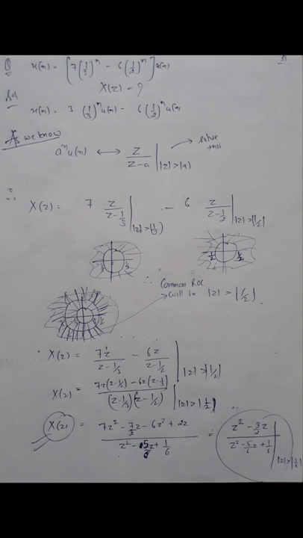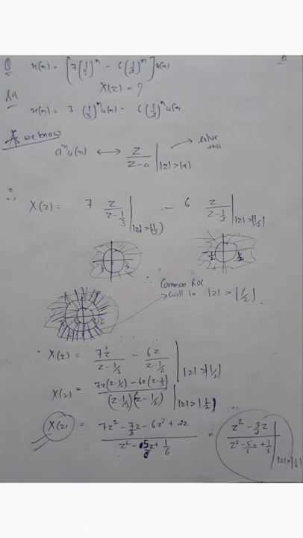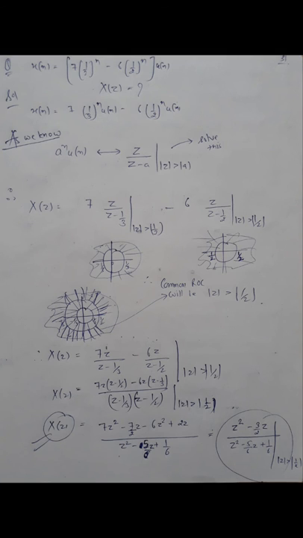Next question, we will go for a random example. x(n) equals 7 into (1/3) raised to power n minus 6 into (1/2) raised to power n, into u(n). Open the bracket, we have to simply find the Z transform. We know that a raised to power n u(n) has Z transform z upon z minus a with mod of z greater than a. Simply put it, so find out the value of X(z). X(z) equals 7 into z upon z minus 1/3 with mod of z greater than 1/3, minus 6z upon z minus 1/2 with mod of z greater than half.